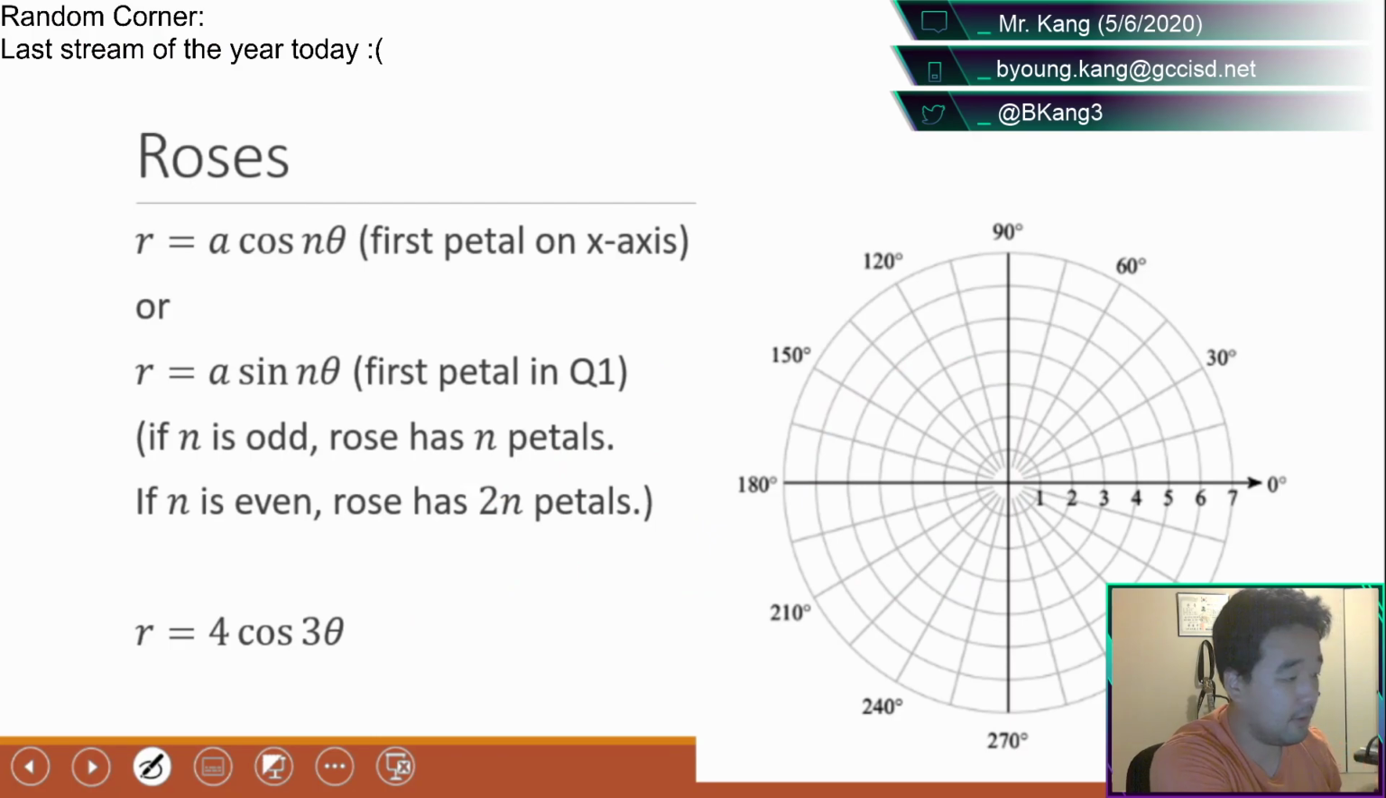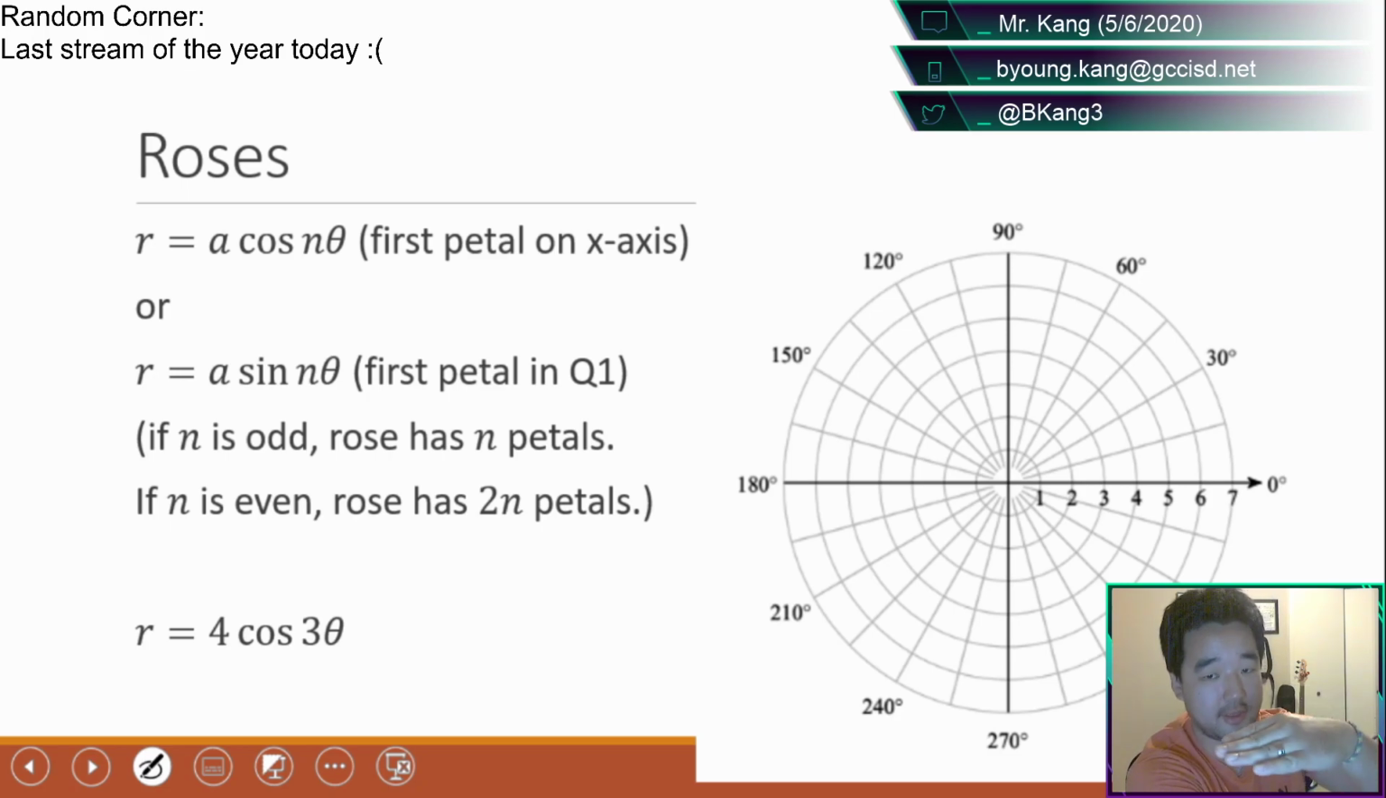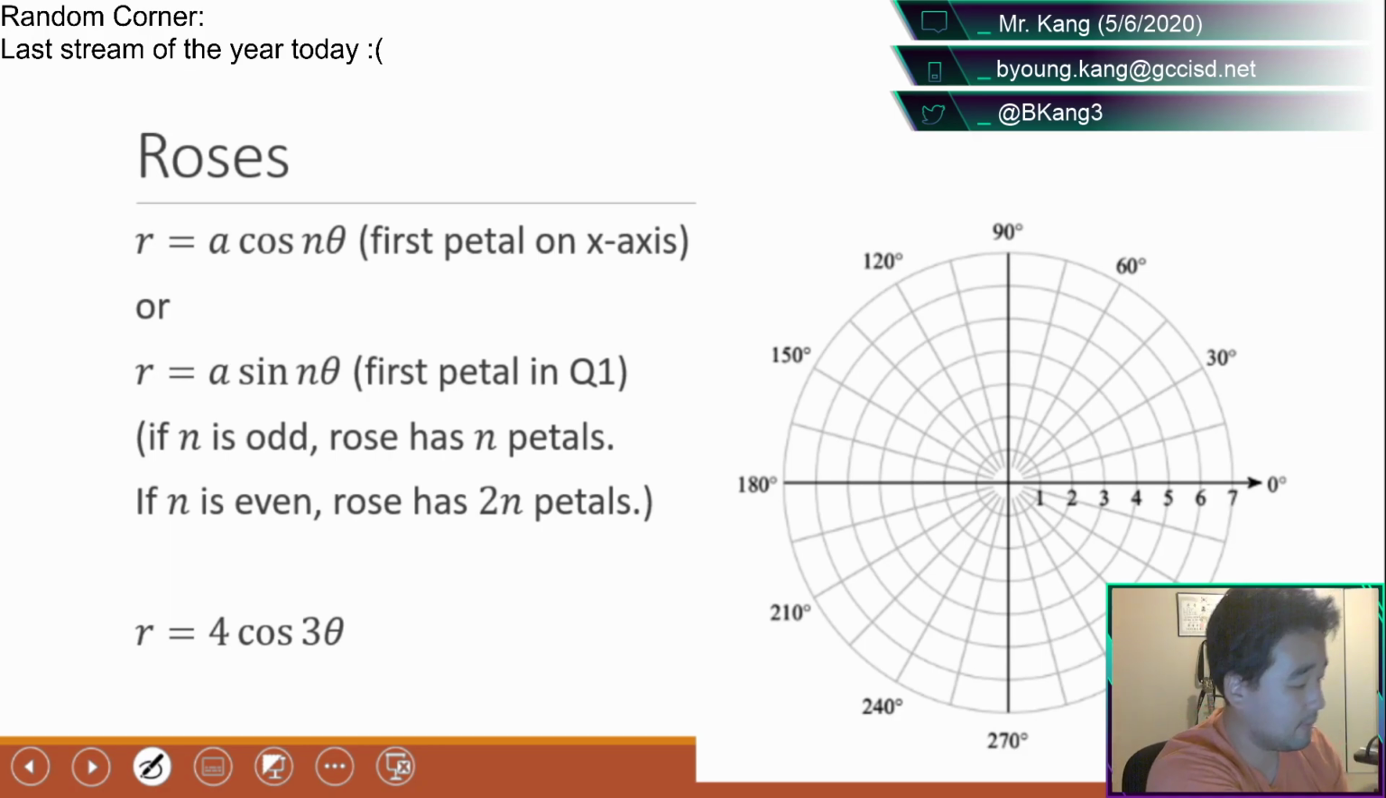Okay, next graph. Roses. So there's a little bit of stuff to see here. You don't have a plus or minus here. You just have a number, but now notice how you have a number multiplied by theta. So you've either got a cosine n theta or a sine n theta. Cosine or sine just determines where your first petal is, whether it's centered on the x-axis or centered in quadrant 1. So if n is odd, a rose has n petals. So if you have 5 there, you have that many petals. If you have an even number there, it has twice that many petals.